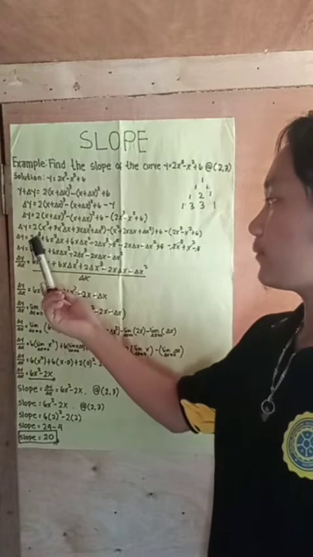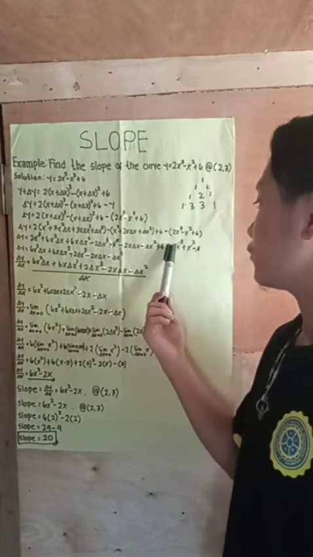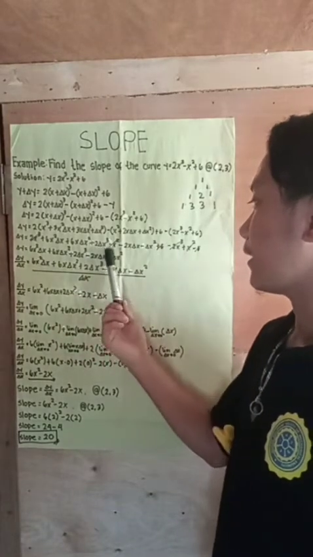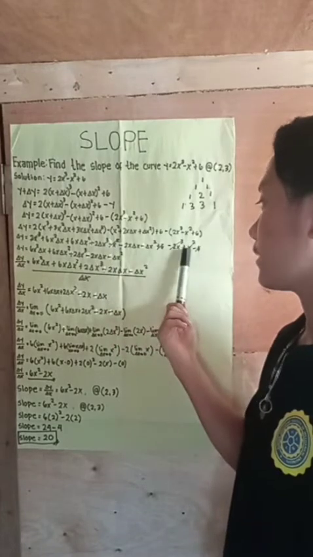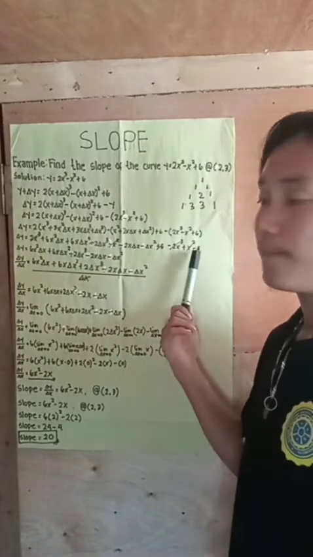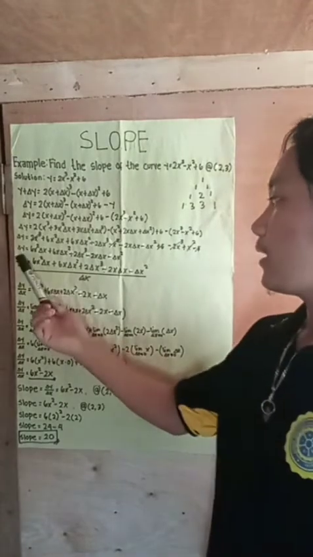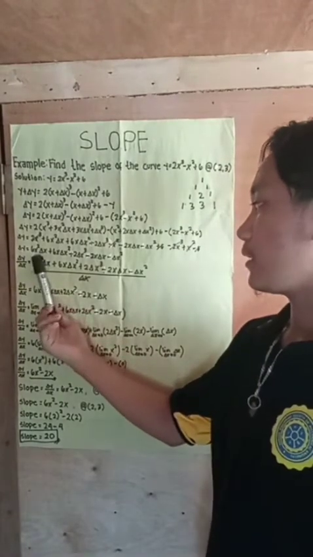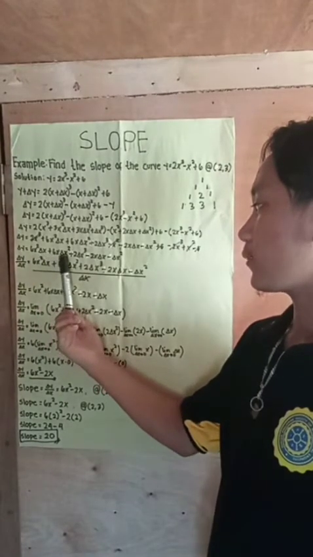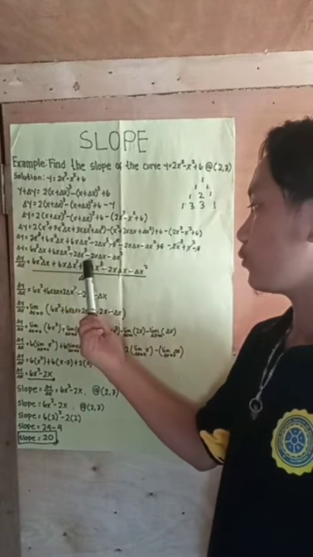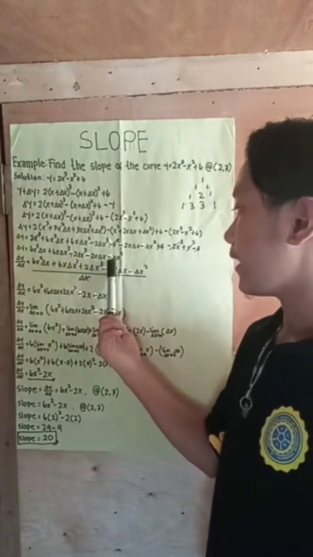So, cancel like terms: positive 2x cubed and negative 2x cubed cancel, negative x squared cancels with positive x squared, and positive 6 cancels with negative 6. What remains is delta y equals 6x squared delta x plus 6x delta x squared plus 2 delta x cubed minus 2x delta x minus delta x squared.